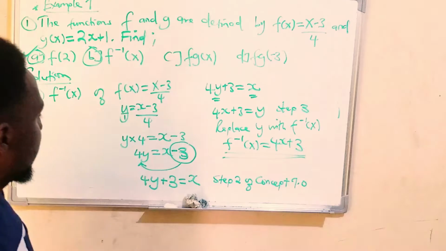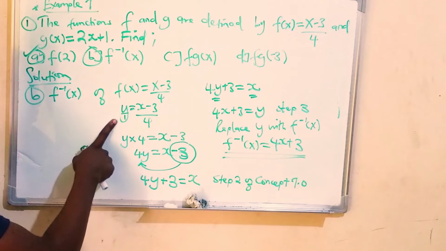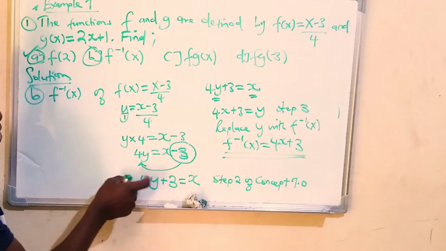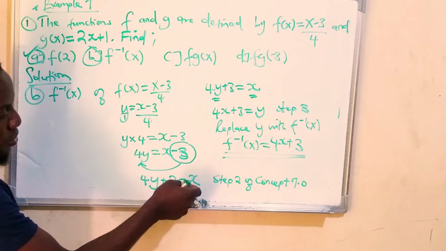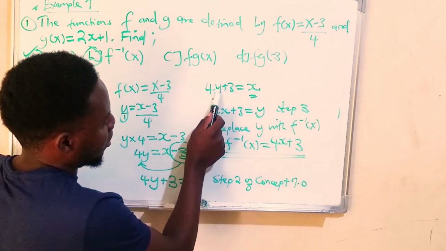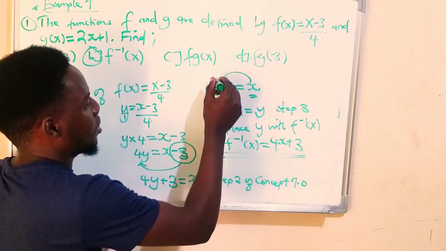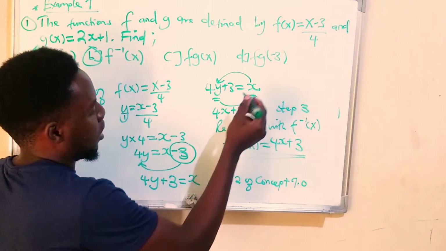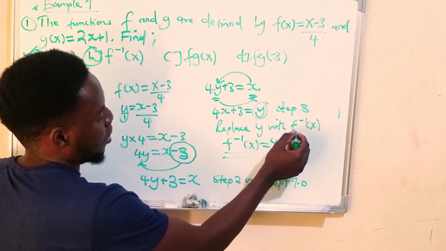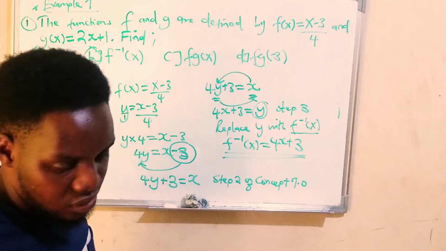So the first step is replacing f of x with y. Second step, making x a subject of the formula, which we did here. Then, after making x a subject of the formula, exchange places. Where there is y, you bring in x. Where there is x, you bring in y. You get to have that there. After that, we replace this with the f inverse of x, as done in the final step there.